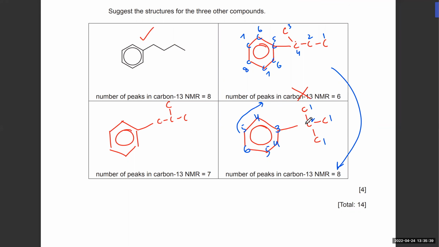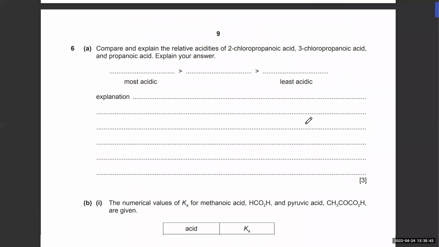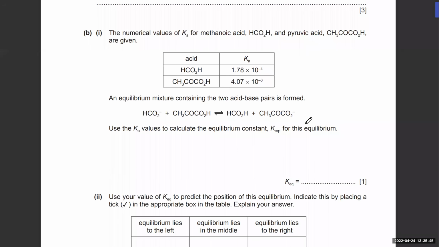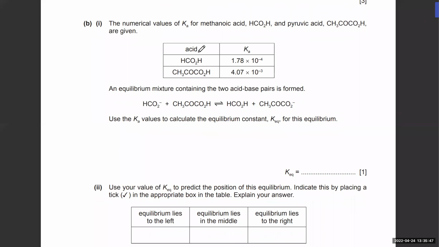Sir, there's another one, 6 part B. But if this paper is really tricky, because a lot of strange questions came in it. I said this one is that you've got K values given.